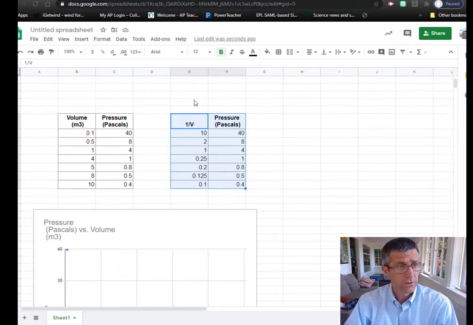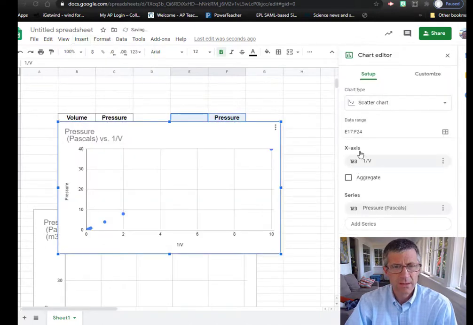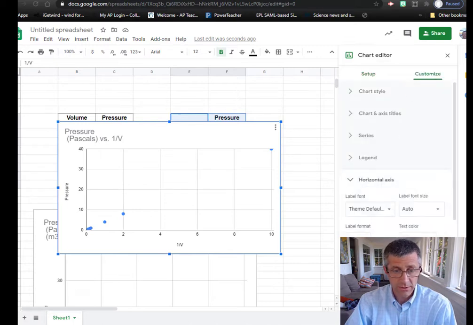So now I have 1 over v, 1 over what I had previously on my x value, and pressure remains unchanged. So now I'm going to insert a chart, do a scatter plot, and now I have 1 over v on my x-axis. I have pressure on my y-axis. Let me double check to make sure it didn't mess up the horizontal axis, so it is not treating them as text, so that's good.